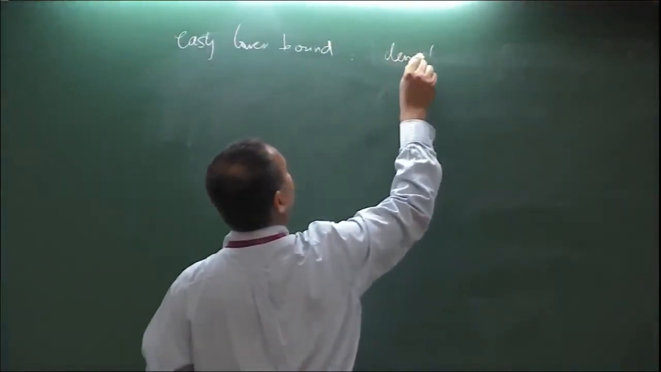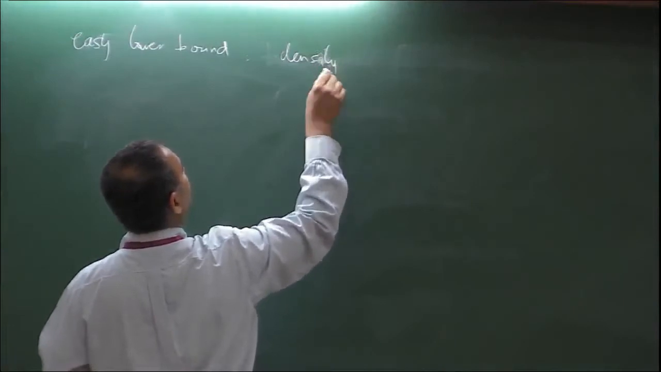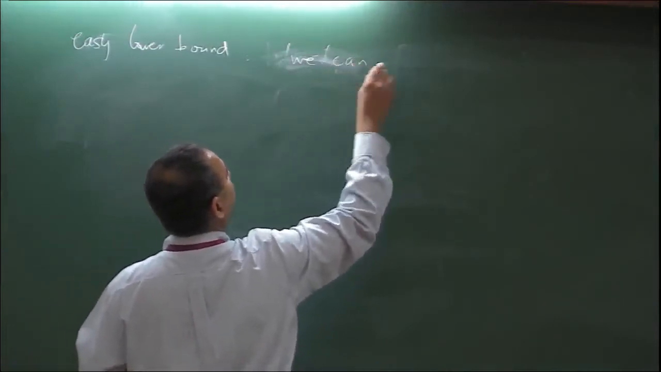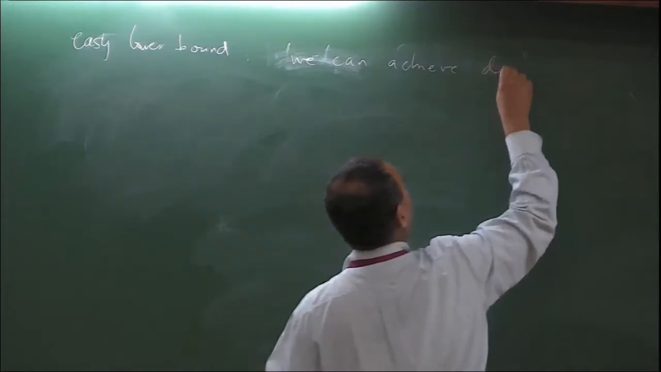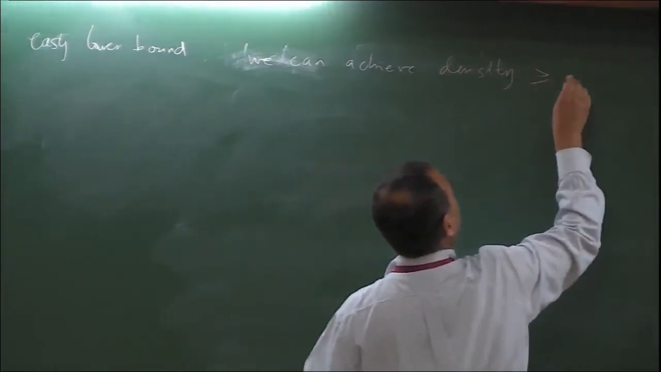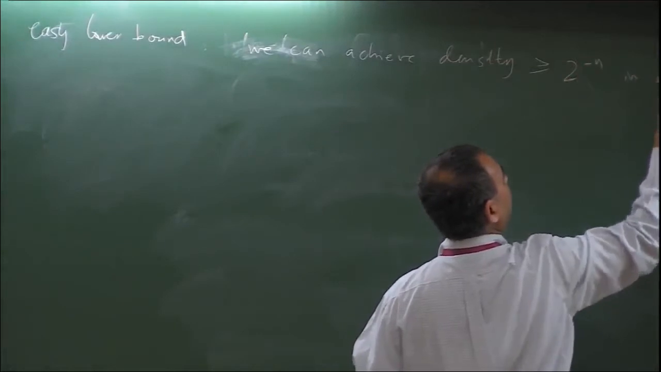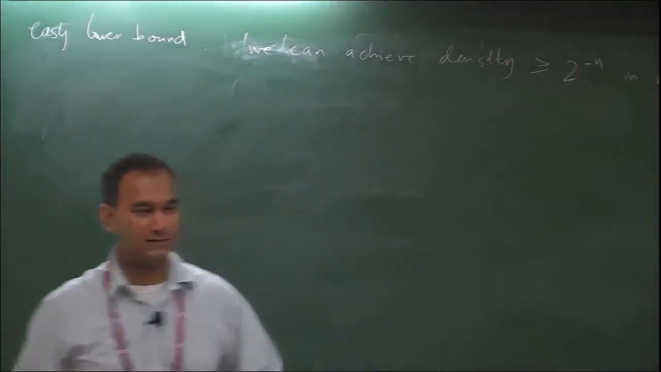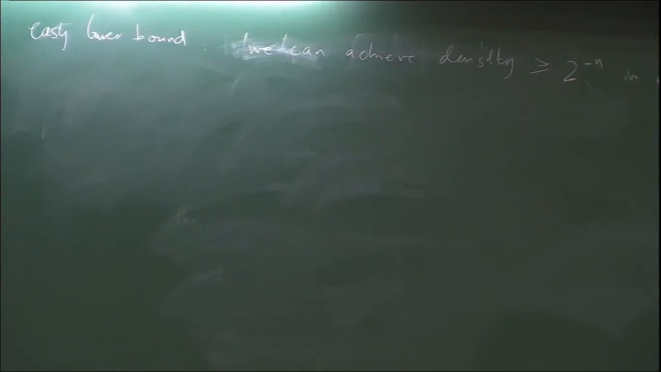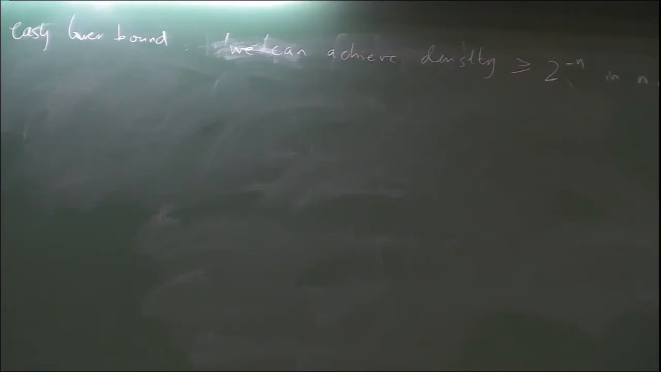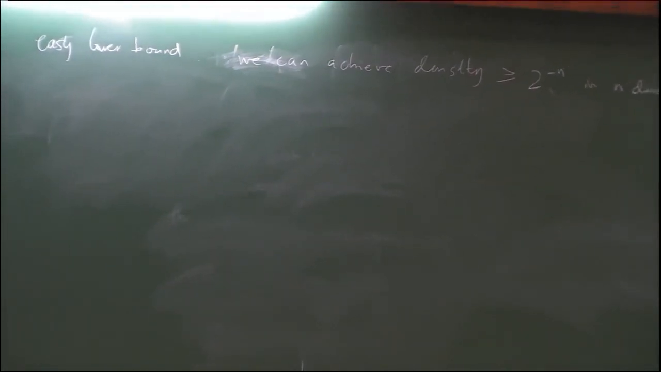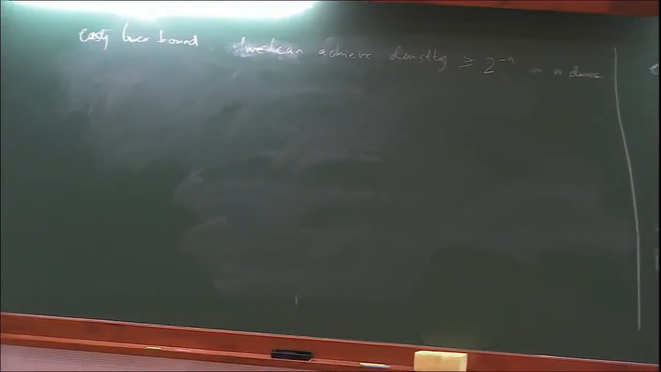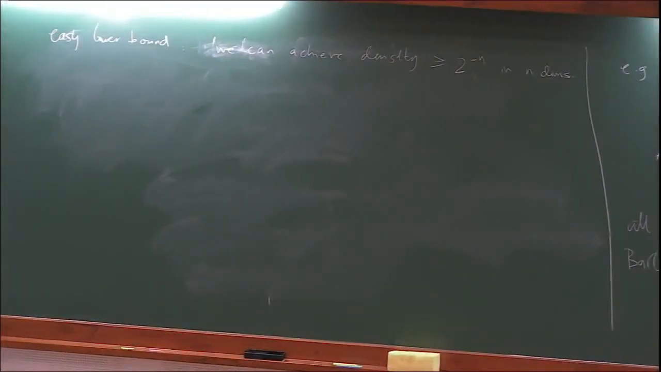So I claim that we can achieve density greater than 2 to the minus n in n dimensions. Okay, so how do we do that? This is the easiest possible thing you can think of. You start packing spheres in n dimensions. You put in a sphere, and so on. I'm assuming the axiom of choice, but you can put in spheres till you can't put in any more, okay? They're all unit spheres, and let's suppose I've crammed in so many spheres that there is no space for me to put in any more.